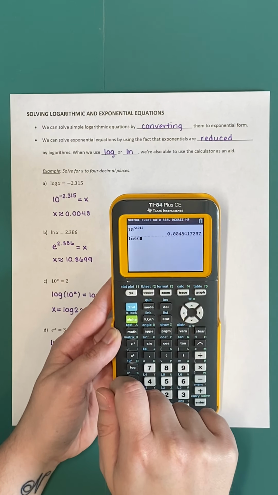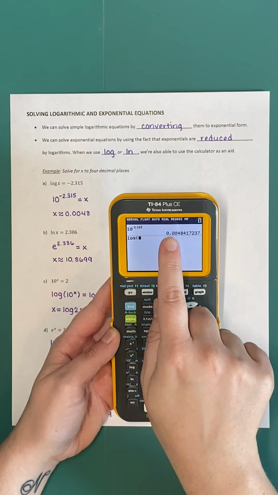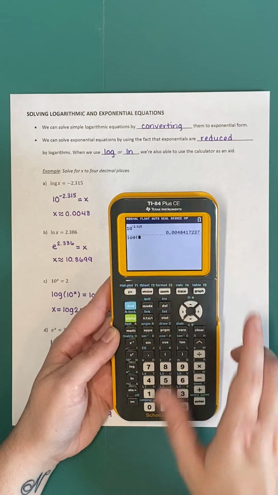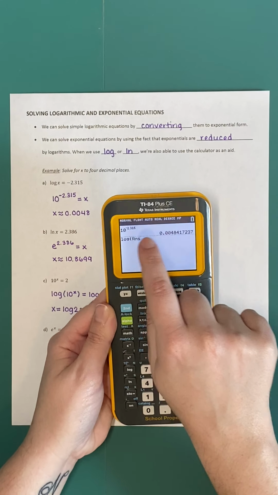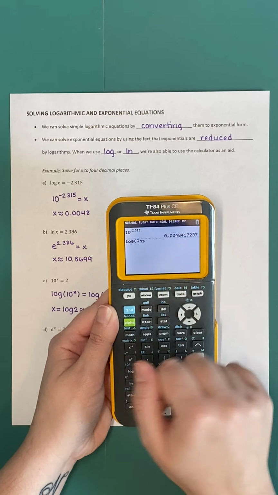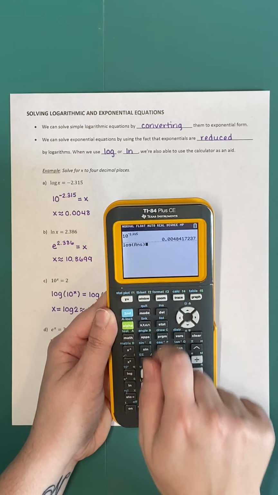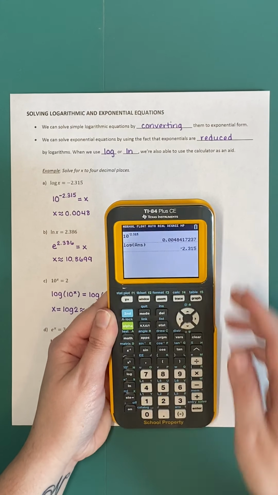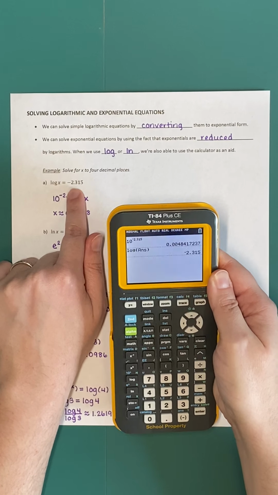So I'm going to take this particular number, I want to plug it into the logarithm. Rather than having to retype it though, I can use second and negative, which is going to put the answer from the previous line into my current line. So I'm taking the logarithm of my previous answer, I hit enter, and then notice what it gives me, negative 2.315.